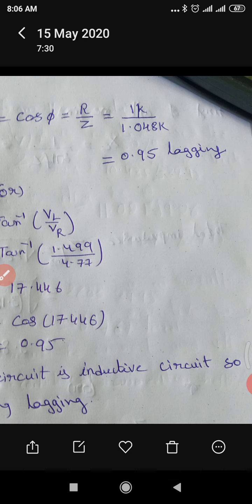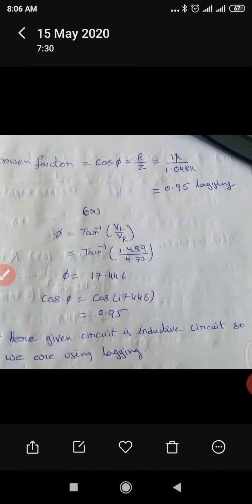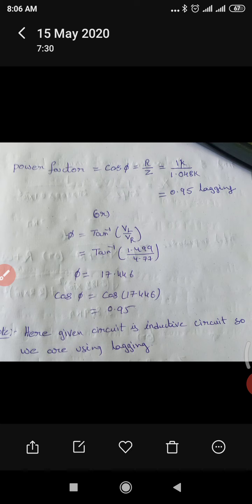So this is the process of doing the problem. Okay? So if any problem is given in the exam, we can follow the same procedure. So this is the procedure for solving the RL and RC circuit.